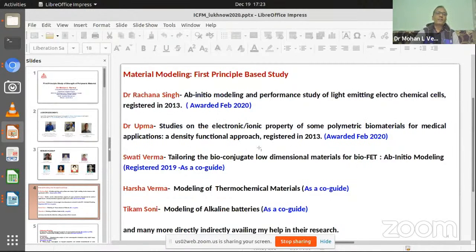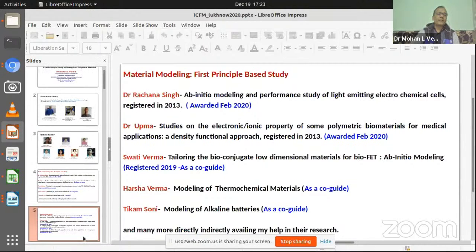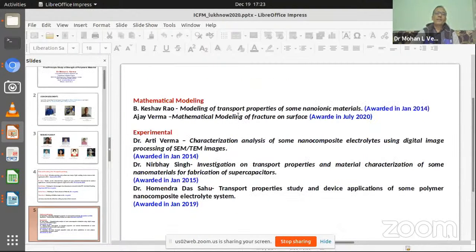These are my students involved in first principle based study. These are DFT based studies and these are theoretical studies. Two students have completed their PhD in mathematical modeling, and some experimental work is also under my guidance. And these are my experimental students. During my PhD work, I was a purely experimental researcher. After completion of my PhD, I started mathematical modeling and DFT-based study.